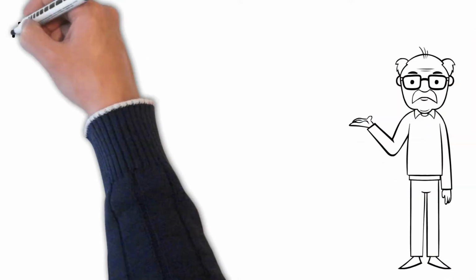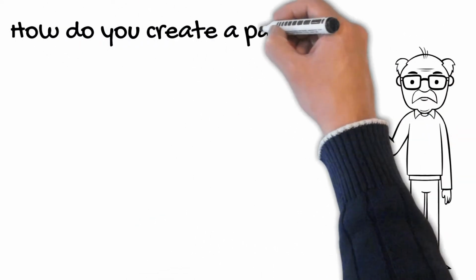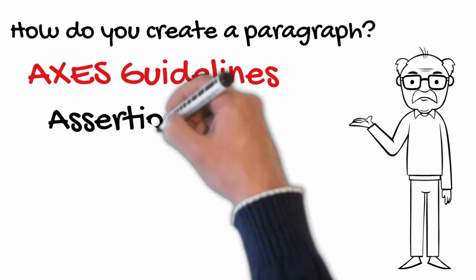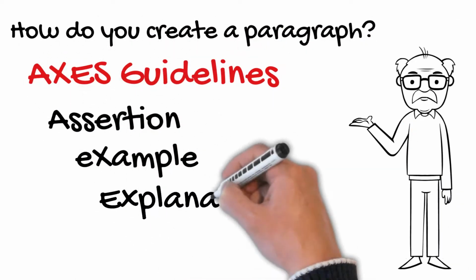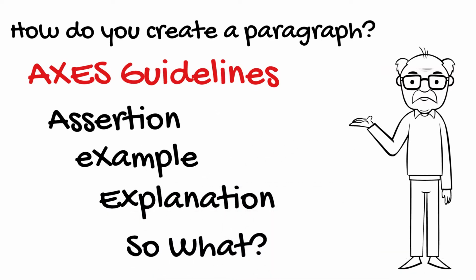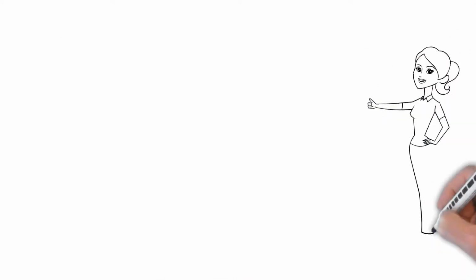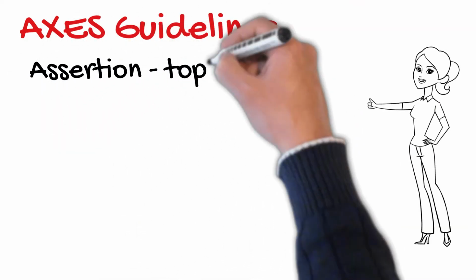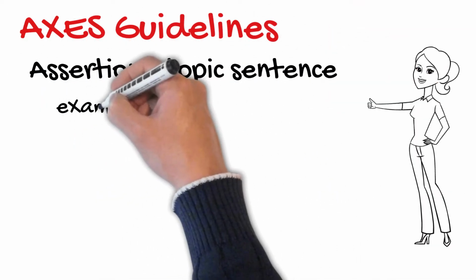How do you create a paragraph? One way is to use the AXIS guidelines. AXIS guidelines stands for assertion, example, explanation, and so what. With the AXIS guidelines, you can develop effective paragraphs. Your assertion is your topic sentence.